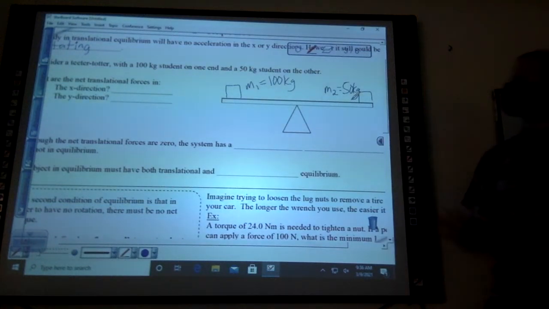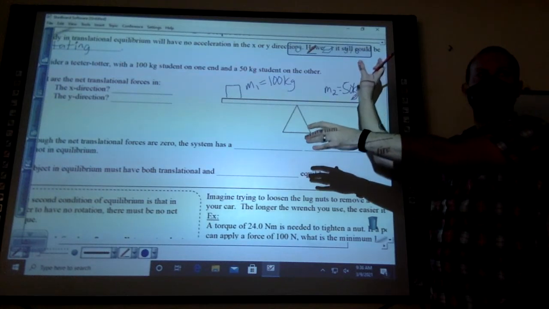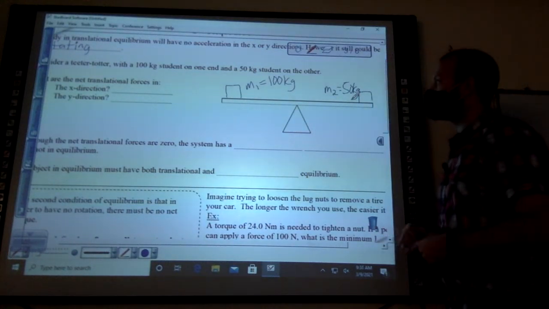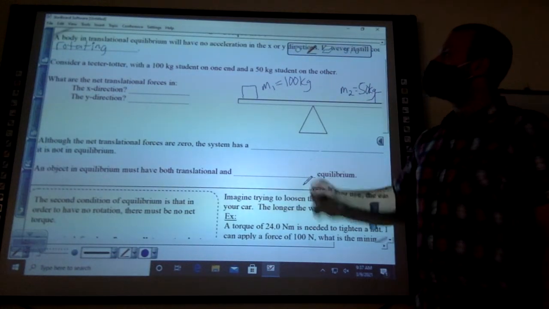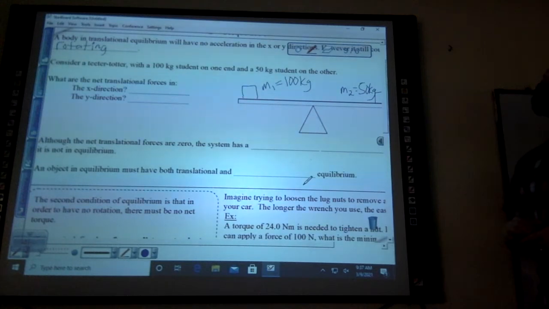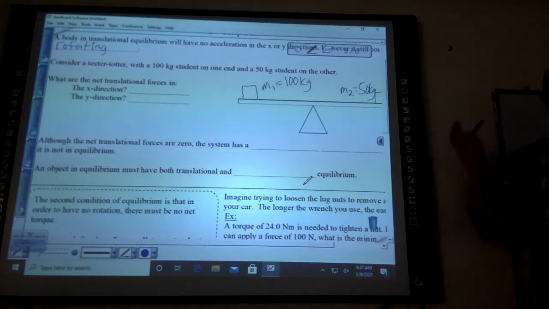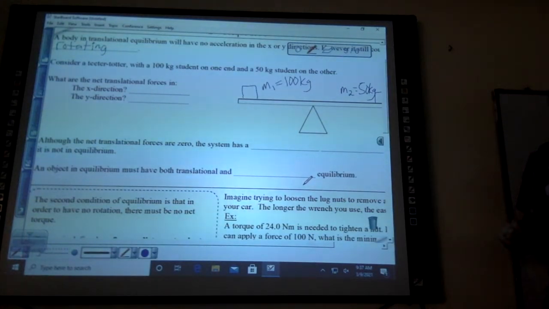The heavier kid's going to fall down, the lighter one's going to go up. You can have a fun time playing this on the playground. You can stay on the bottom, the other kid's stuck in the air. So if we're looking at this, we want to look at what is the net translational forces, meaning what are going to be the forces in the x direction, and what are the forces in the y direction.